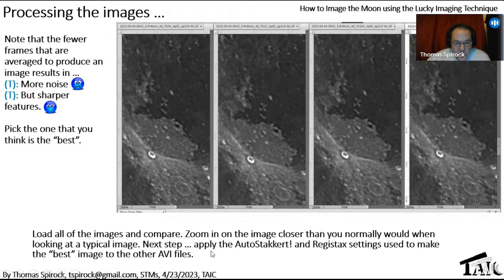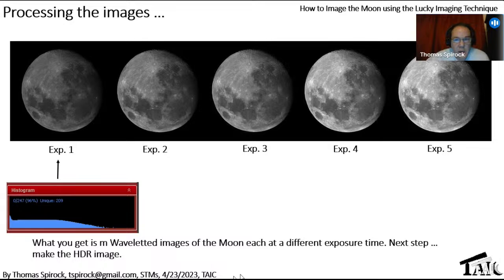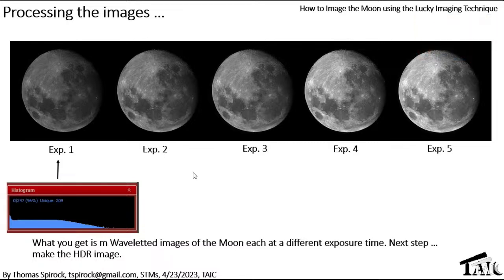So then what you do is you apply AutoStakkert with the 1024 and those same RegiStax settings to the rest of the AVI files. If I took five AVI files, I experiment on one, make my decisions, and then apply those settings to the rest. And what you end up with is five final images of the moon. Each one of these is an average of 1024 using the same settings in the wavelets. The only difference is the exposure.